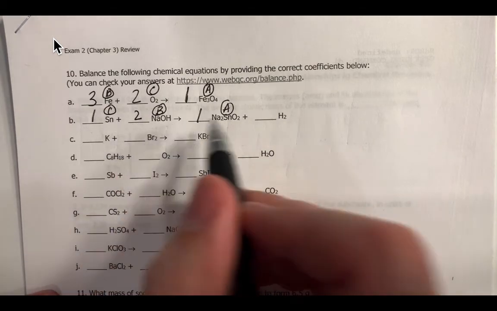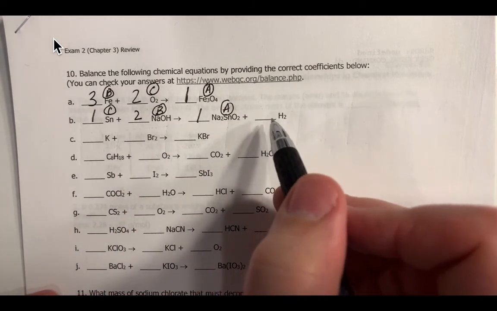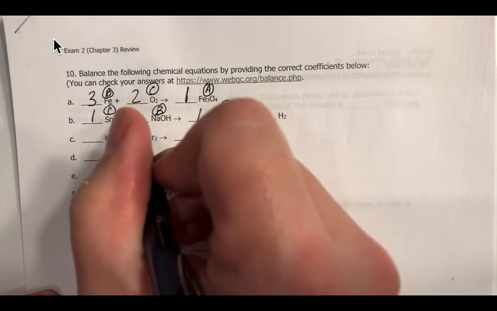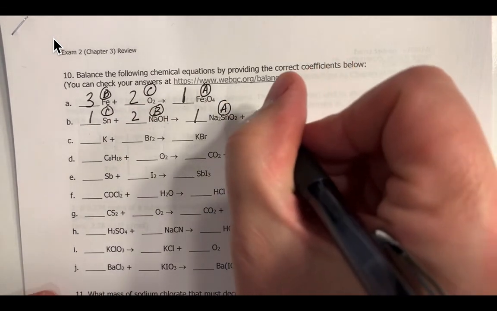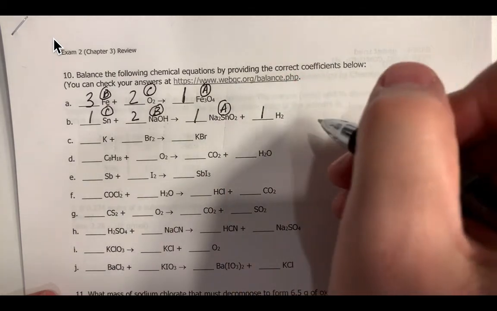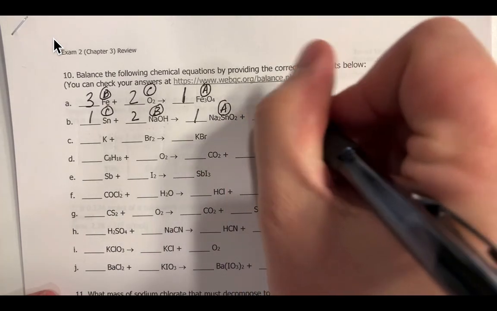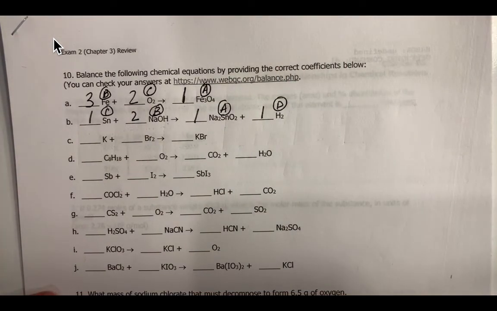2 oxygens, 2 oxygens. Finally, I just need to balance hydrogen here. So 2 times this 1 hydrogen gives me 2 hydrogens, and then there's 2 hydrogens here, so I'll put down a 1 just so that I know that I did it. And then this one is totally balanced at this point.